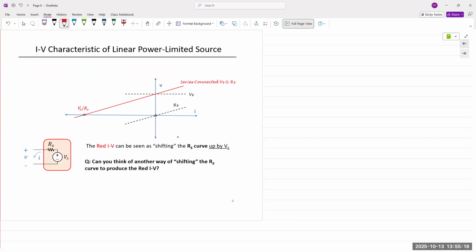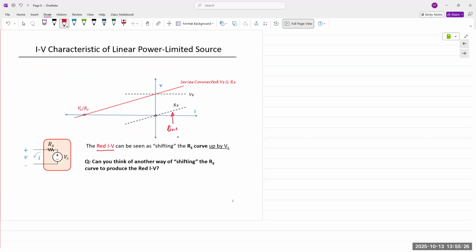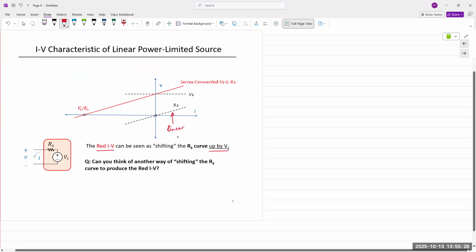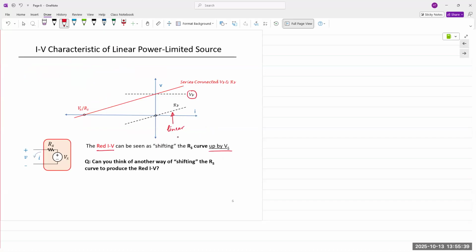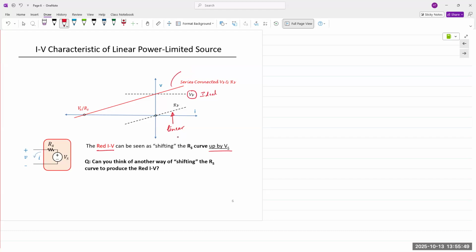So as I was saying, the red IV line can be seen as shifting this linear Rs curve by a value of Vs. Okay. Vs, of course, ideal source remains constant. Doesn't matter what current we are supplying. So this is for ideal. This is a real or practical.